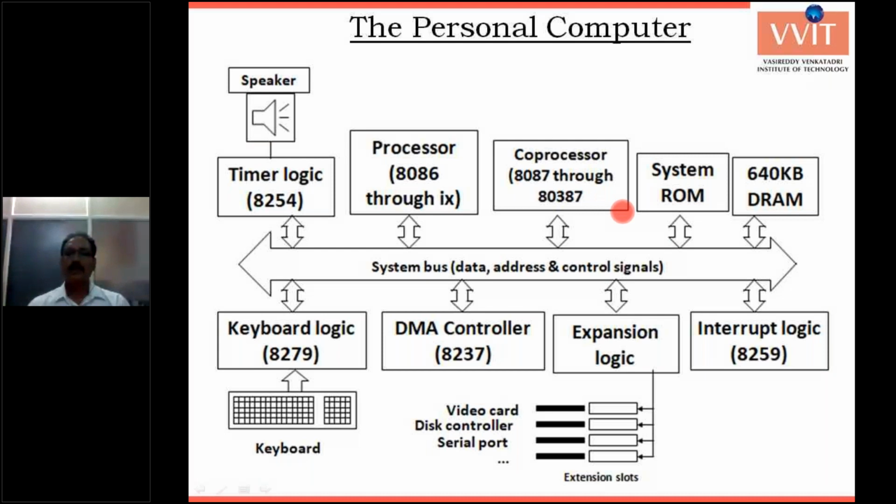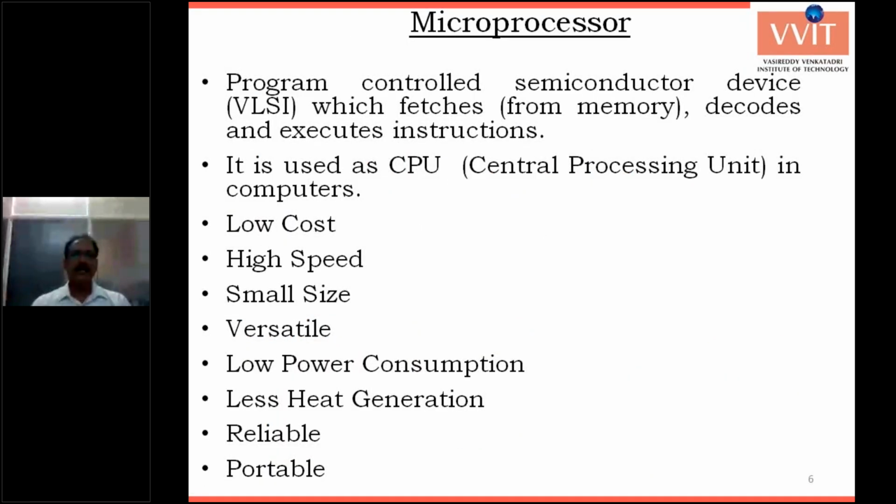Now, what is the microprocessor? The microprocessor is a program-controlled semiconductor device. The main function of this program-controlled device is to fetch the instructions from the memory or IO devices and decode them. After that, read the content from the memory locations corresponding to opcode operands, execute the instructions, and write back to the memory locations. This is the main function of the microprocessor.